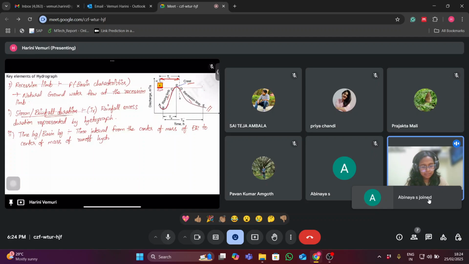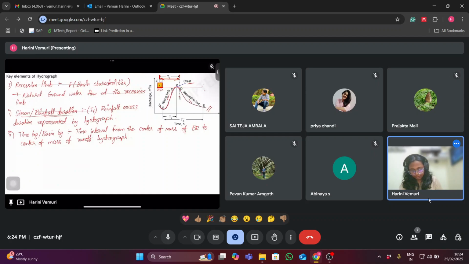Here, since it's a single block, the center of mass of the rainfall will be the midpoint of the block, and generally the centroid of the hydrograph might lie near the peak or closer to the peak. Suppose this is the center of mass of the hydrograph. The time difference between these two points is called the time lag or basin lag. Okay, so the next element is time to peak.